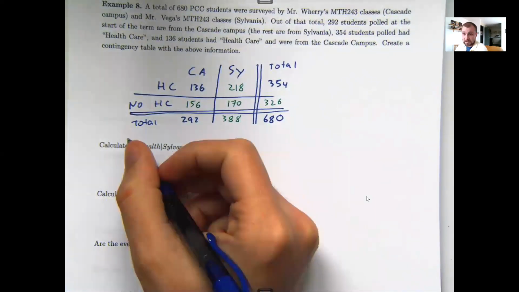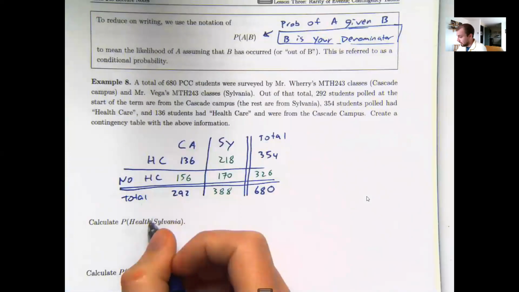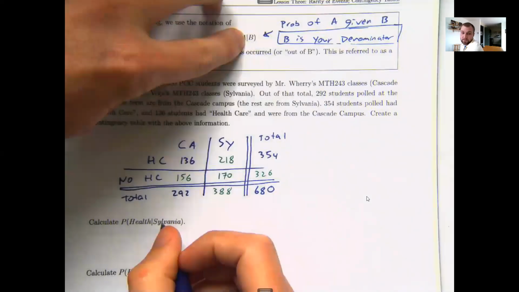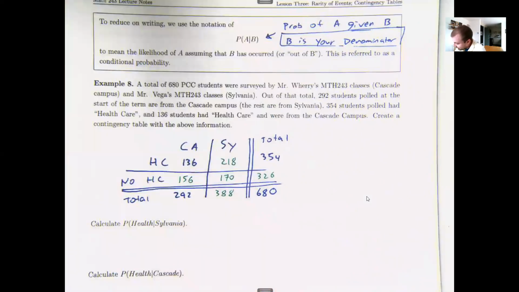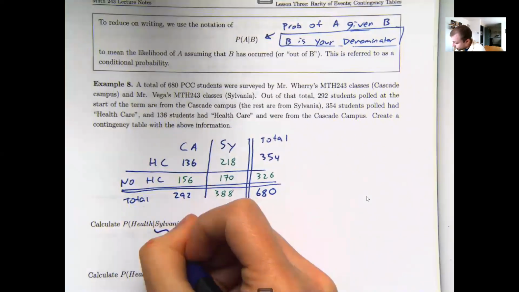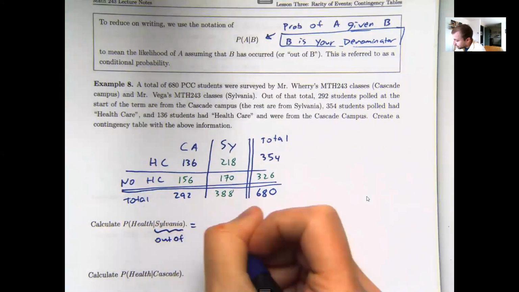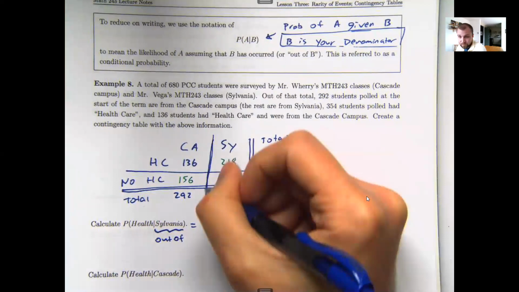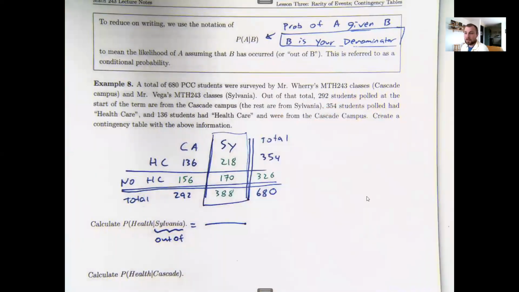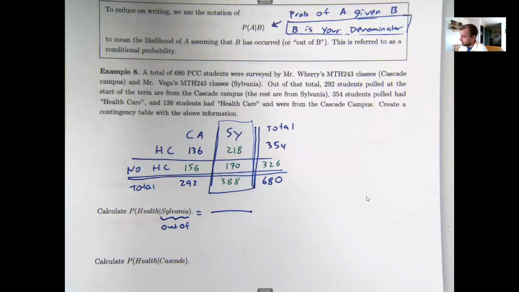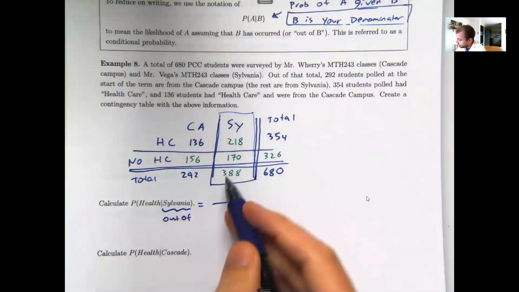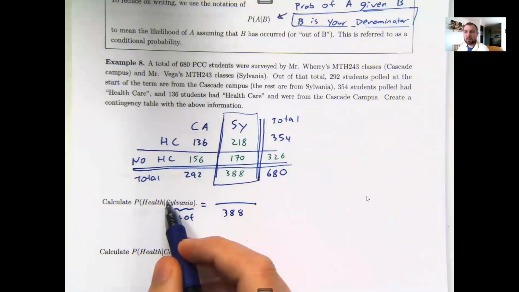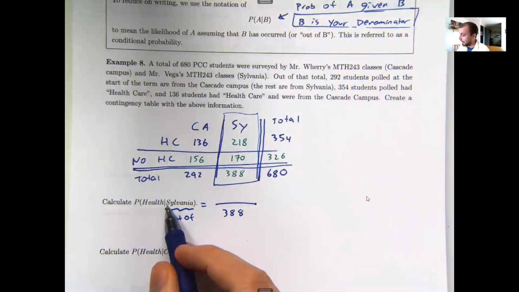Calculate the probability that someone has health care given or out of the fact they're from Slovenia. So the second number here, this is what I know about them. In my table, I am only going to be using the information in the Slovenia block. The denominator is 388. Do you see how this kind of looks like a division symbol? It doesn't hurt to think of it like that. This is dividing by Slovenia.